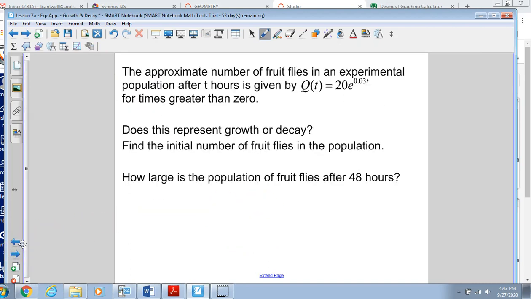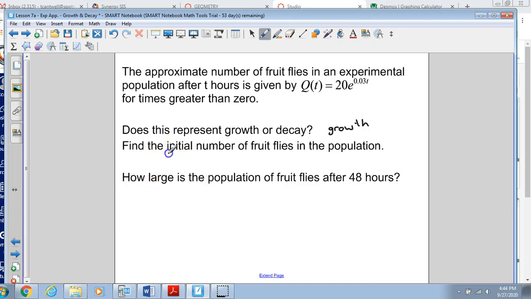Number one, the approximate number of fruit flies in an experimental population after t hours is given by q of t equals 20e to the 0.03t for times greater than 0. So first, does this represent growth or decay? Well, since this number up here is positive, then this is a growth function.